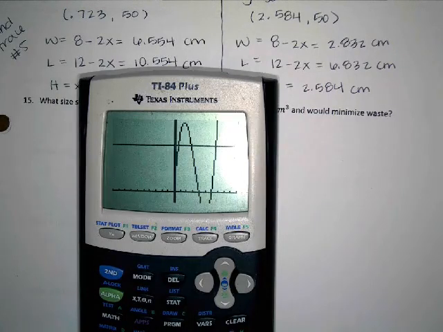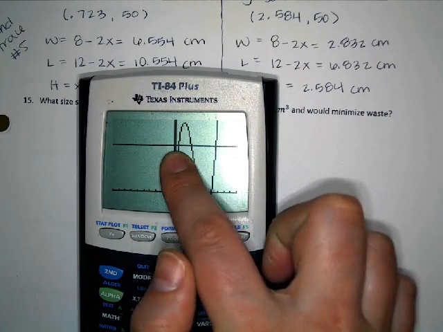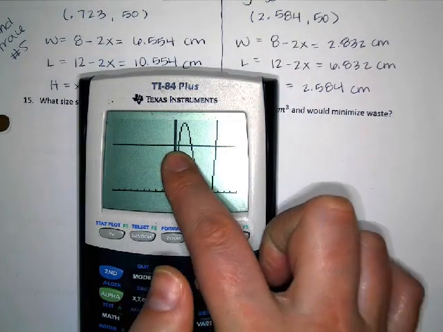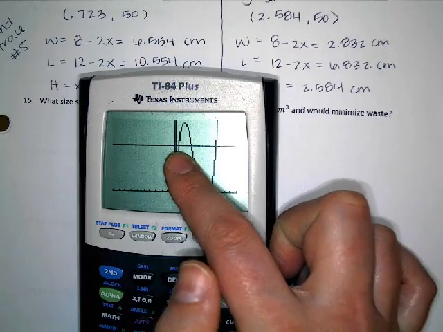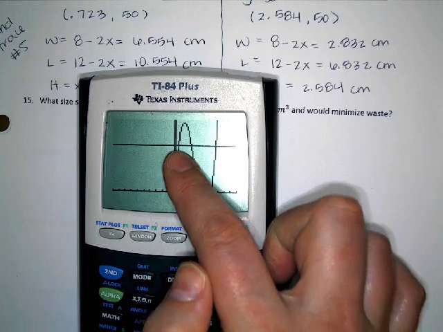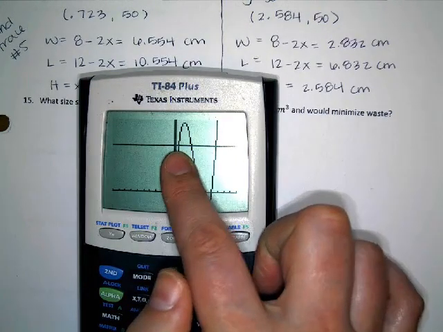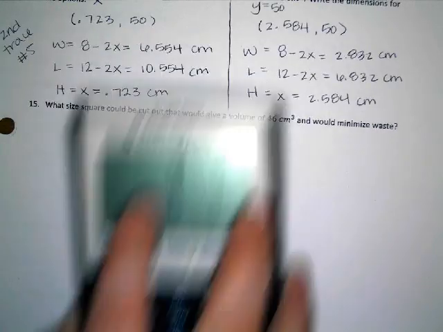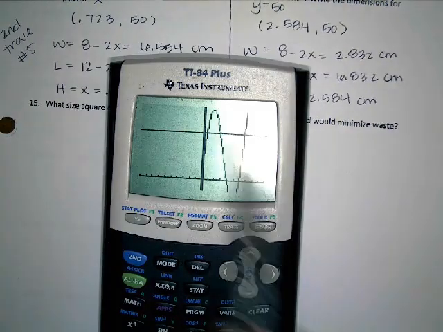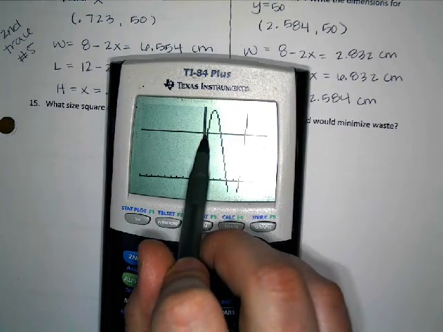If you're minimizing waste, you're cutting out a smaller square because they're probably taking the squares and throwing them away. They could be using them, but they're probably not. Okay, so when they say what minimizes waste, it's just telling you, I don't want both answers, I only want this answer. Okay, so let's look at that first one to minimize waste. We're going to do second trace, option number 5, enter, enter, enter.